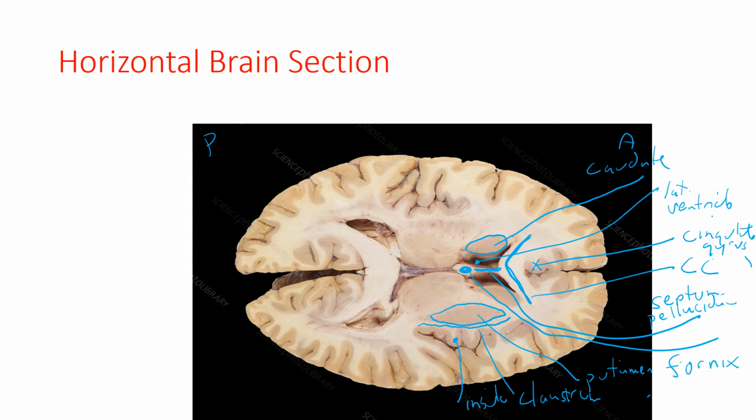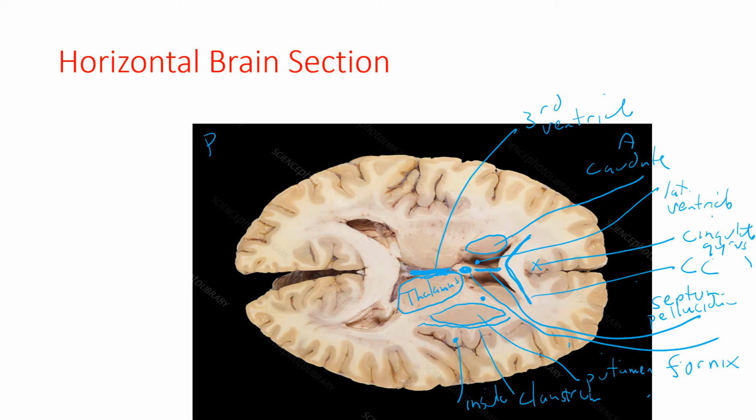Then from there, I want to identify this slit-like structure. And that slit-like structure is the third ventricle. The third ventricle is going to be surrounded by this large area of gray matter. And we've said that if we see gray matter on the lateral aspect of the third ventricle, that is going to be the thalamus.